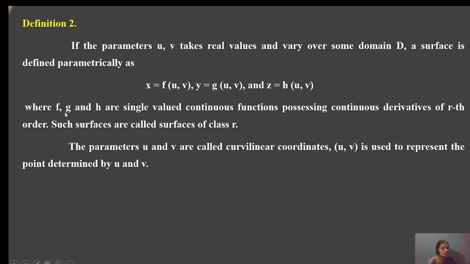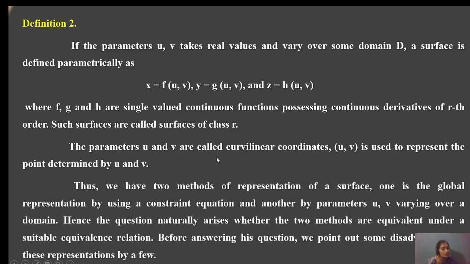Where f, g and h are single-valued continuous functions possessing continuous derivatives of the rth order, such surfaces are called surfaces of class R. The parameters u and v are called curvilinear coordinates, and the point is represented by (u, v). Hence, we have two methods for the representation of a surface: one is the global representation using the constraint equation, and the other uses the parameters u, v over a domain.